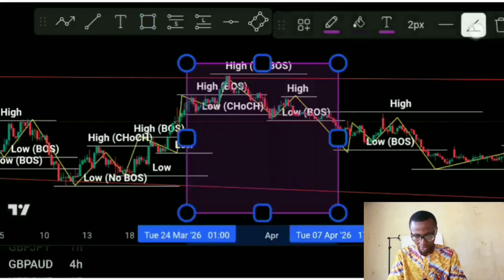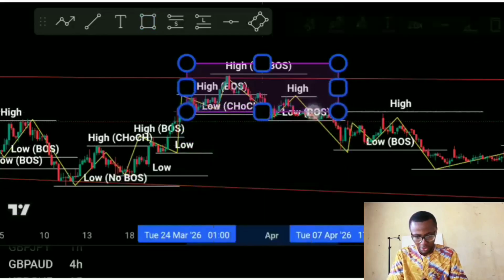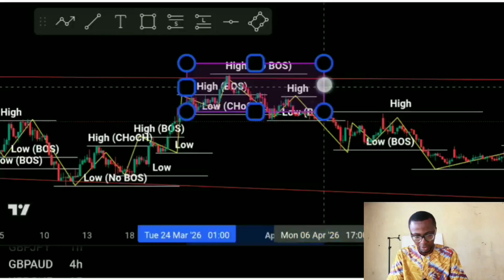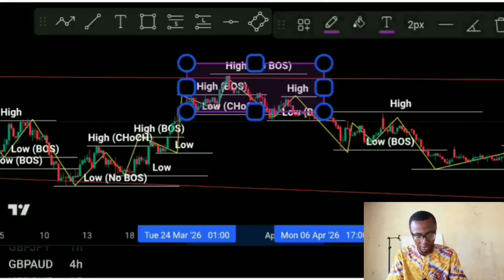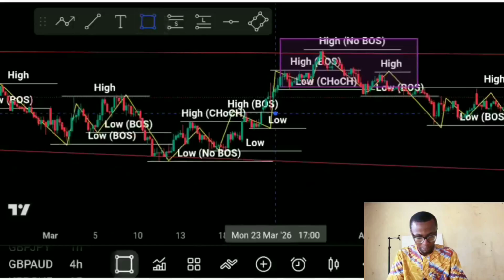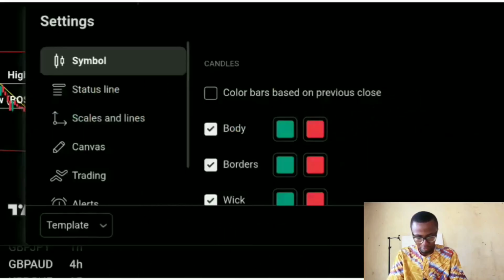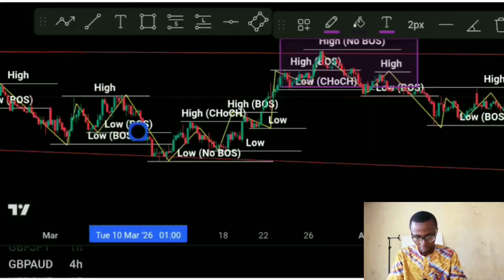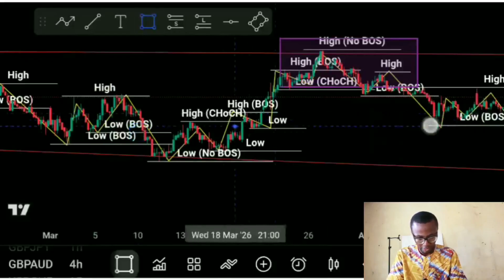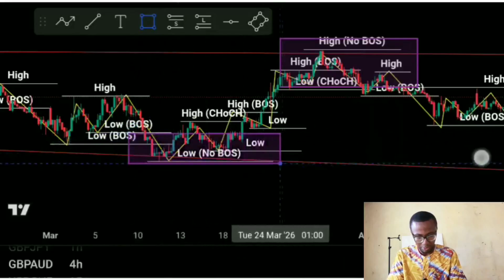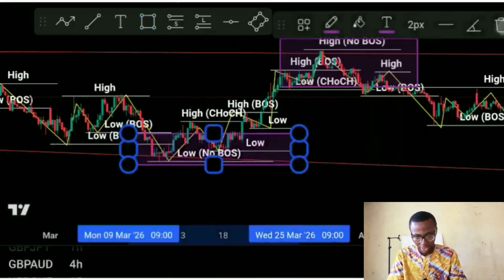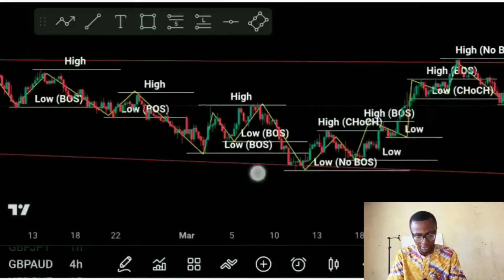Okay, so this level is the resistance level. I want change of character to happen in this area or in this red line, the support level. In this support level, change of character should happen around this area. Are you seeing? Either it happens in the support level or on the resistance level.